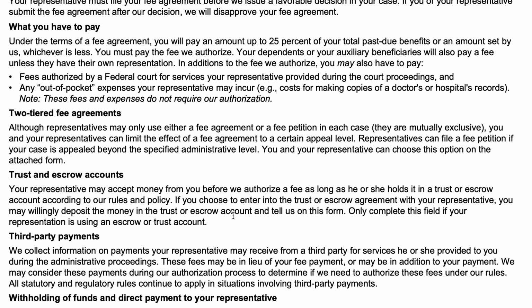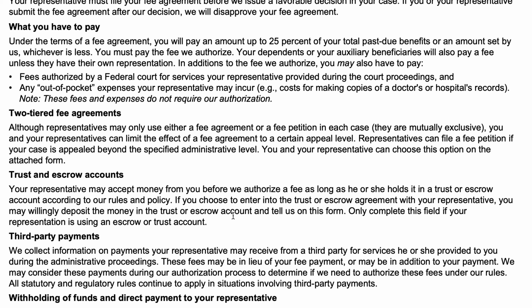So a couple of other things you should know. There can be a two-tiered fee agreement, which basically means that the higher your case is escalated through the appeals process, through certain administrative levels, you can agree in writing that if your case is appealed beyond a certain level, and that will be determined on that form, then the current fee agreement is nullified, and your representative can file a fee petition to the Social Security Administration. So let's say you agree to a fee of $5,000, but you have a two-tiered fee agreement, which means that if it's escalated above a certain level, then you basically tear this fee agreement up.